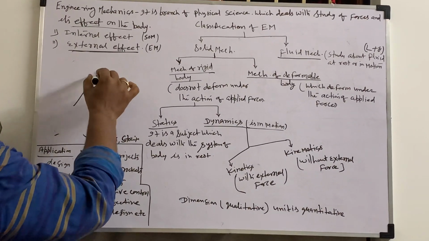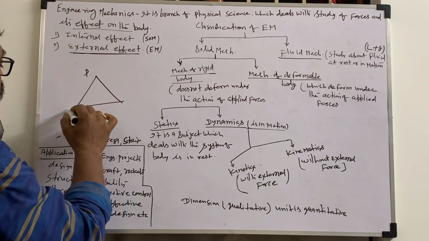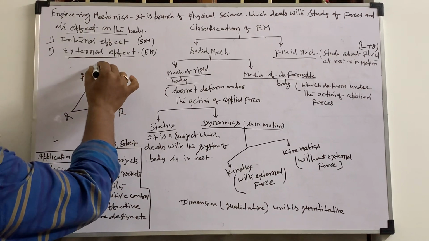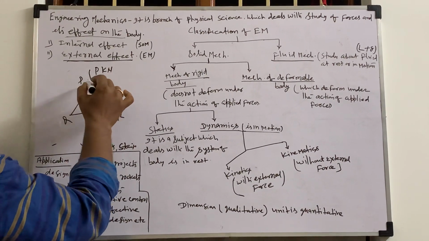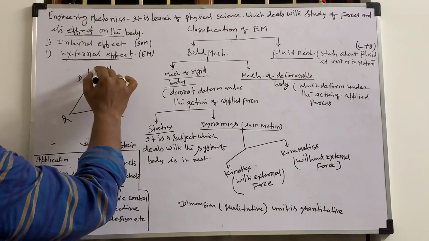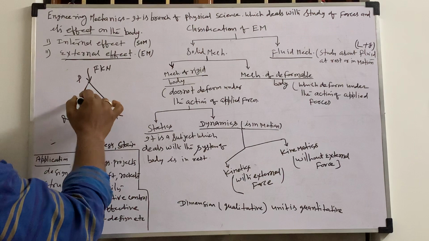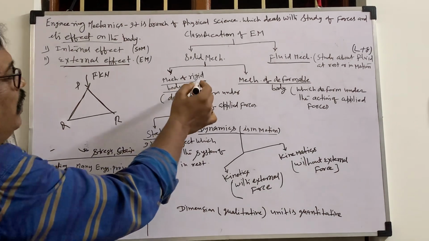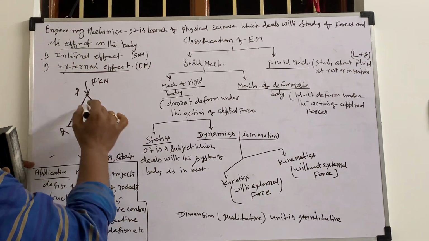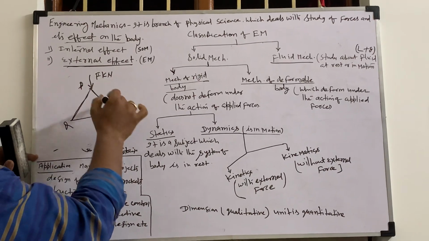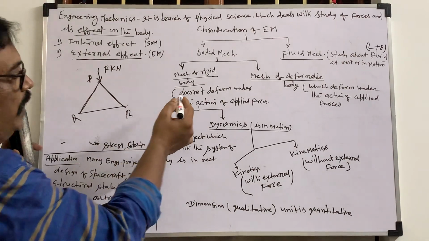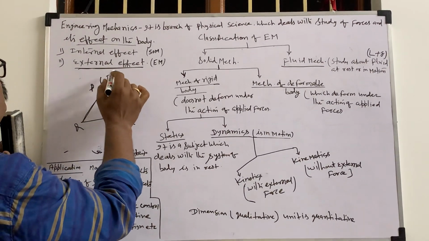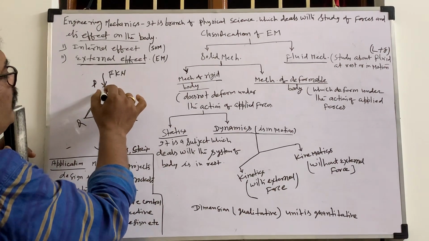Suppose one example I will give. Suppose one truss PQR is there. Apply the load, P kilonewton, or we already took F kilonewton. Due to this load, the bars PQ and PR will have some displacement. But if we assume a rigid body, then only can we find out the force sharing in PQ, PR and QR. If we assume this is a deformable body, we cannot find it out.